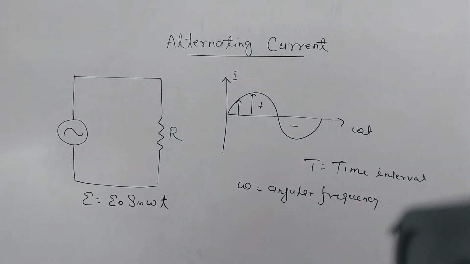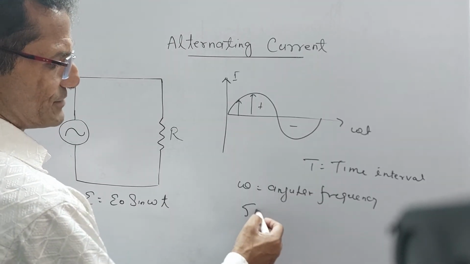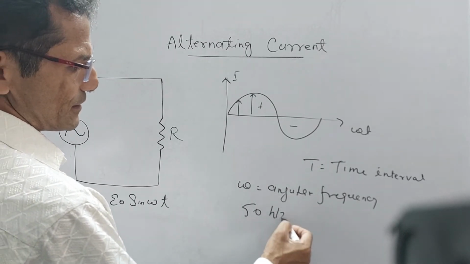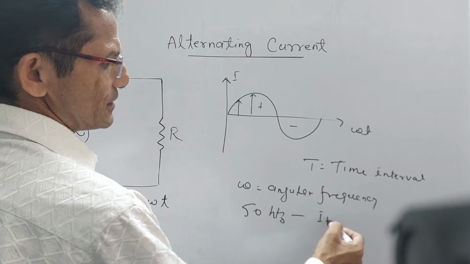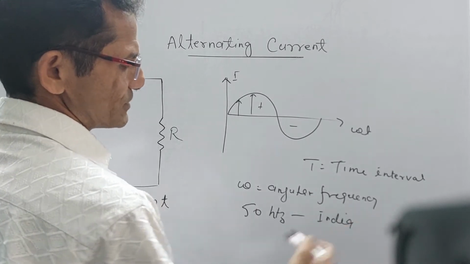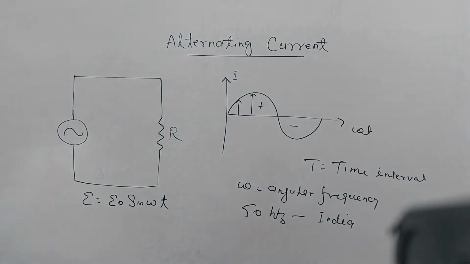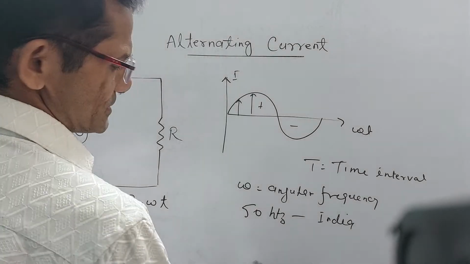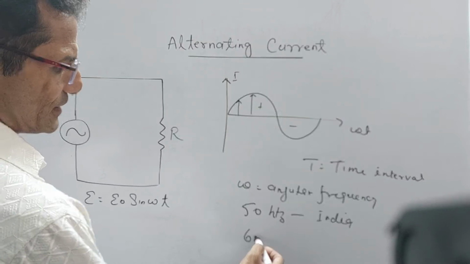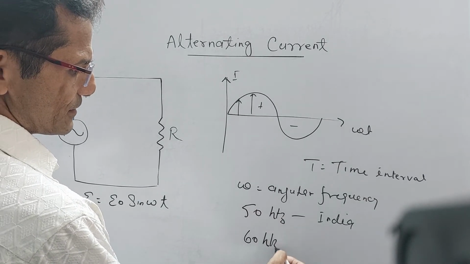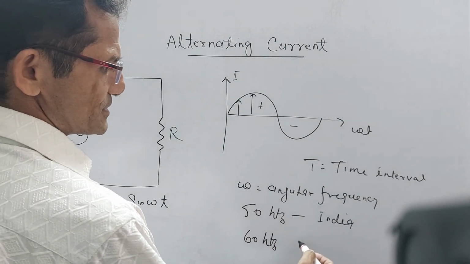Different countries have different frequencies. In India, AC has a frequency of 50 Hz, according to the usage of hours, and in the USA it has a frequency of 60 Hz.